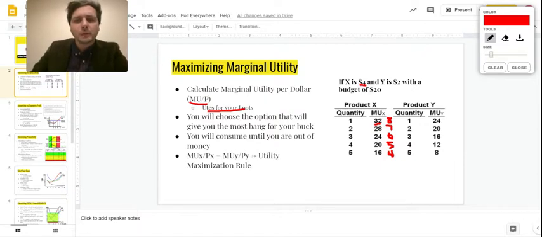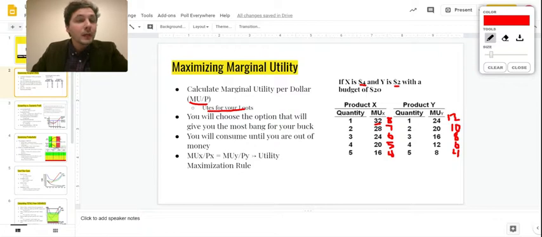Jump over here to product Y, price is different. So I have to find the utes for the loots with a price of 2. So I take 24 divided by 2. So my utes for the loots is 12. And then 20 divided by 2, which is 10. And then 16 divided by 2, which is 8. And then 12 divided by 2, which is 6. And then 8 divided by 2, which is 4.